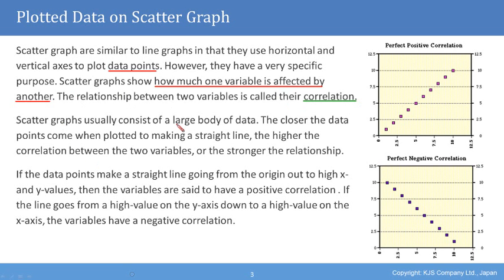Scatter graphs usually consist of a large body of data. The closer the data points come when plotted to making a straight line, the higher the correlation between two variables, or the stronger the relationship.